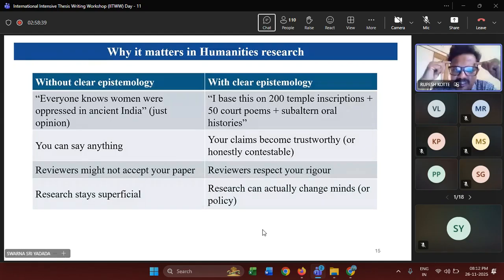Tarkam is logic. So as I said, when you submit your paper, especially to Western publishers, who do not know much about the kind of social realities or research that happens in our country, they will also respect the rigor that you bring into your papers when you have a clear epistemology. It shouldn't be superficial. Without epistemology, our research looks very superficial, whereas research can actually change minds.